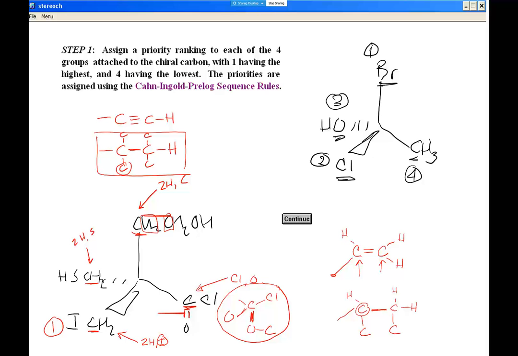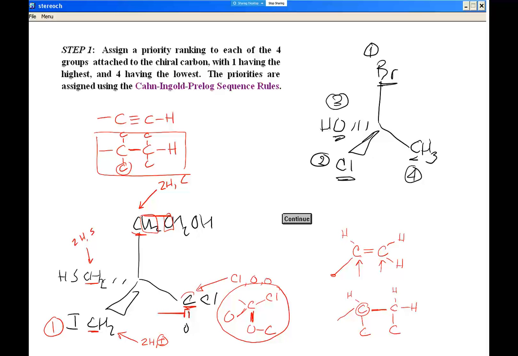So I replace this CO double bond from the carbon end with two single bonds, and from the oxygen end with two OC single bonds. Makes sense? So then that carbon then is what? This carbon doesn't just have a Cl and an O, it's got a Cl, O, and another O. So now I'm back to where I was at the beginning.